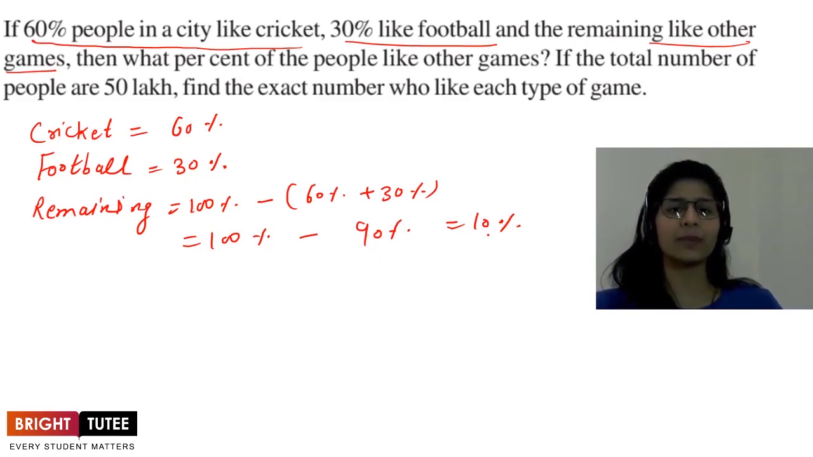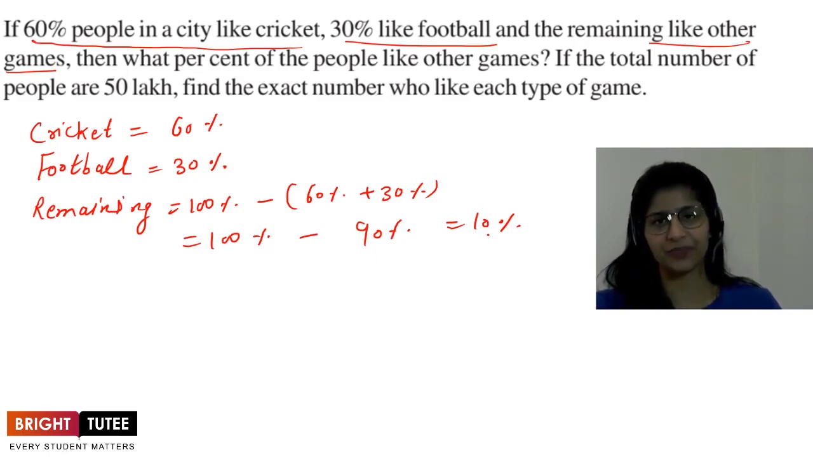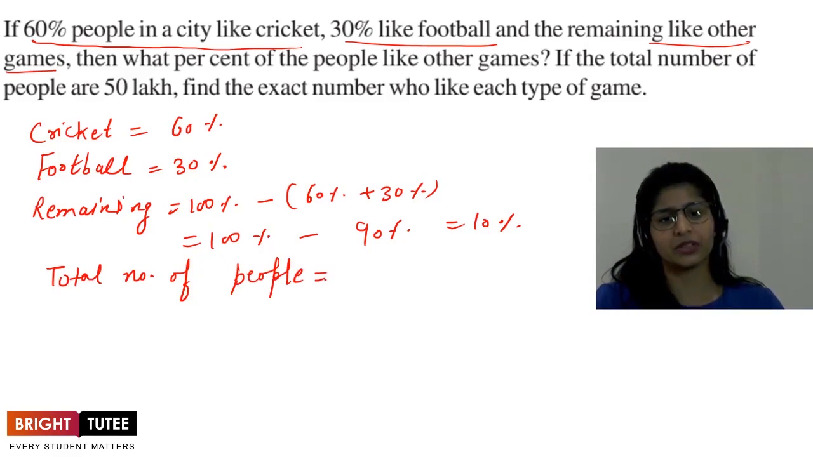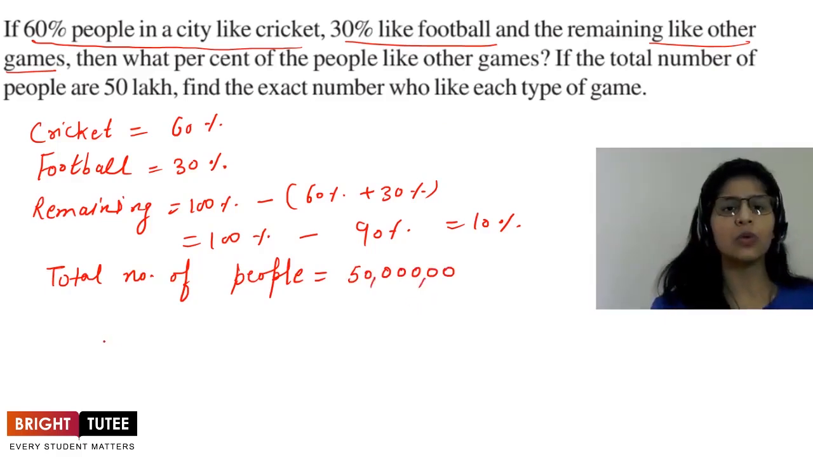Now they are asking what percentage of people like other games. That we have calculated, it is 10%. If the total number of people are 50 lakh, find the exact number who like each type of game. So we are given 50 lakh as the total number of people, right? So let us just write total number of people is 50 lakh. So now we will calculate the exact number of people for each game.